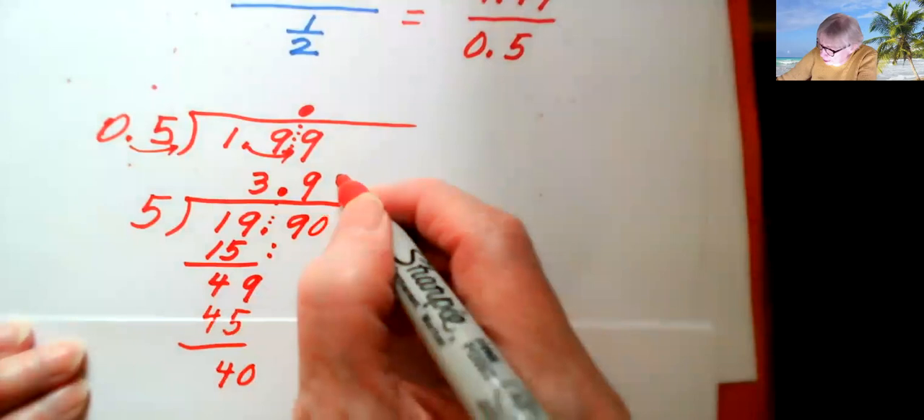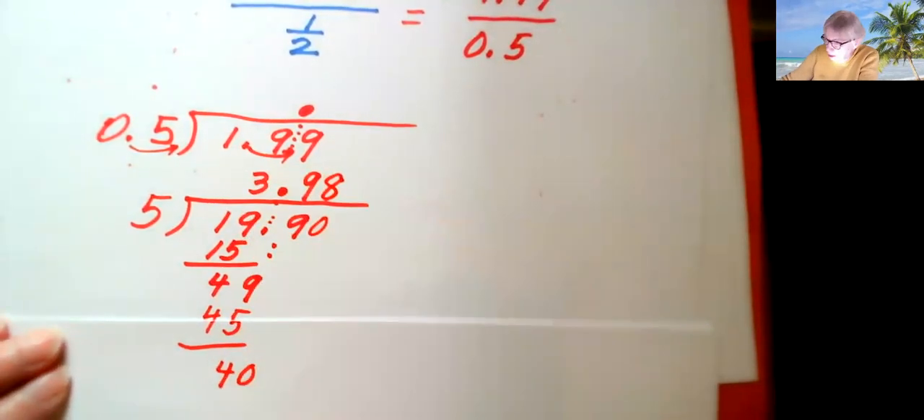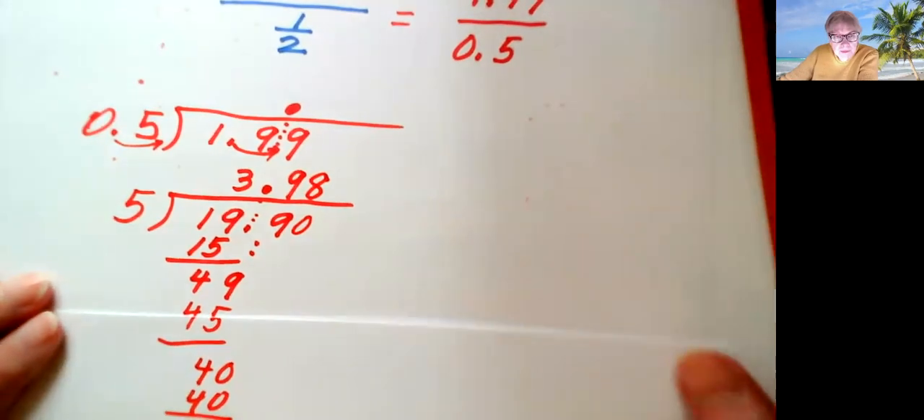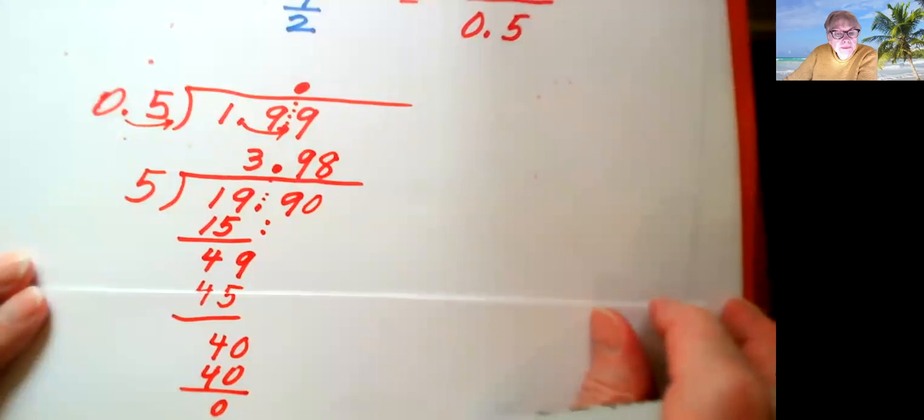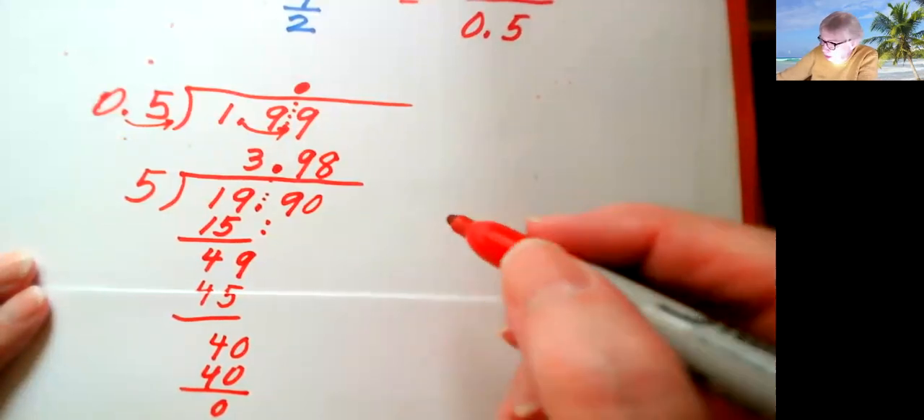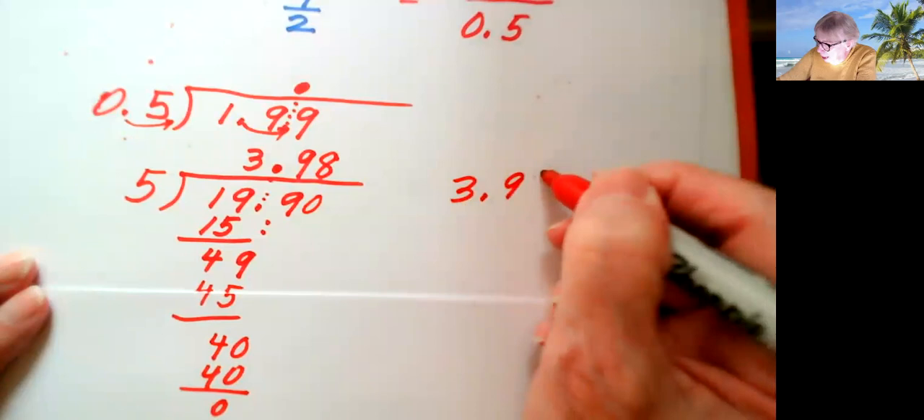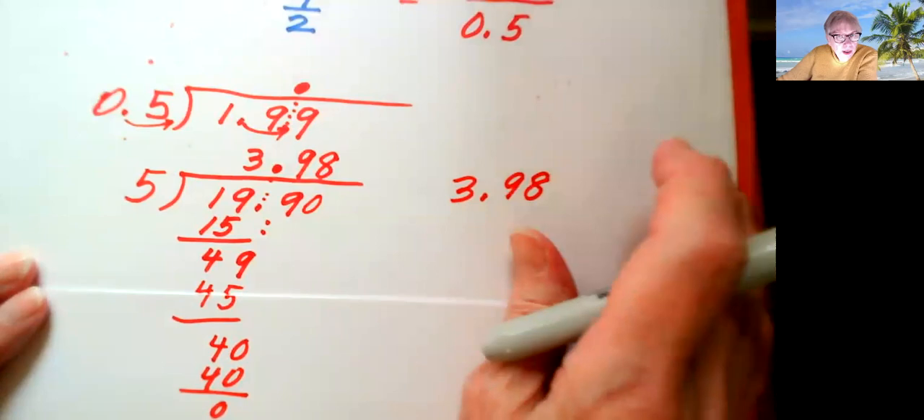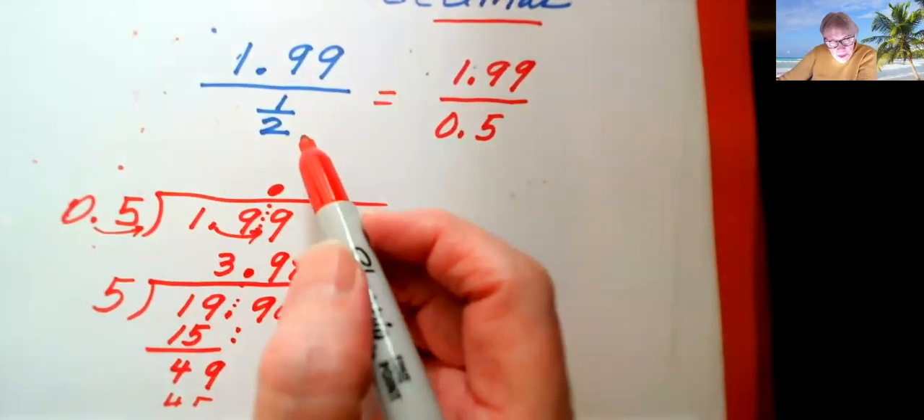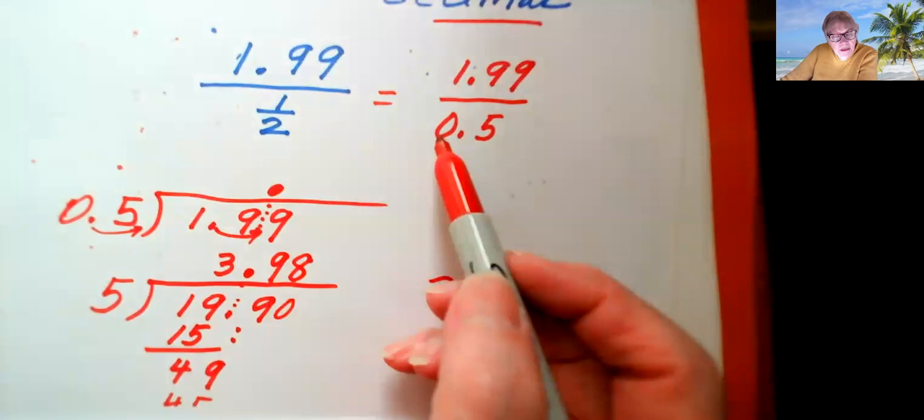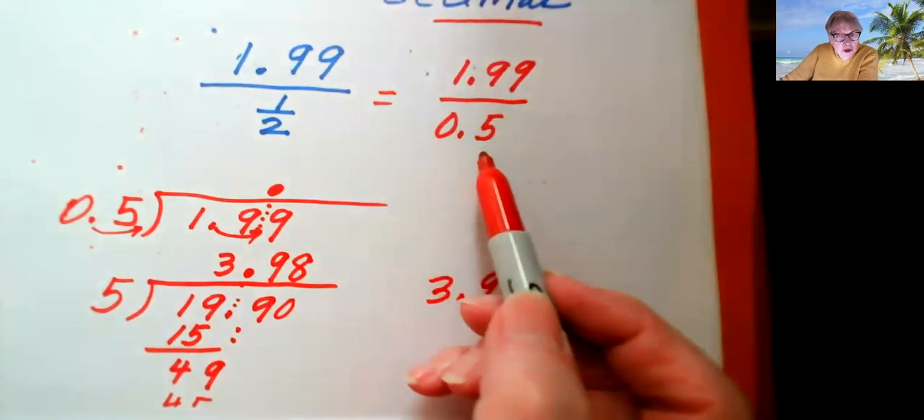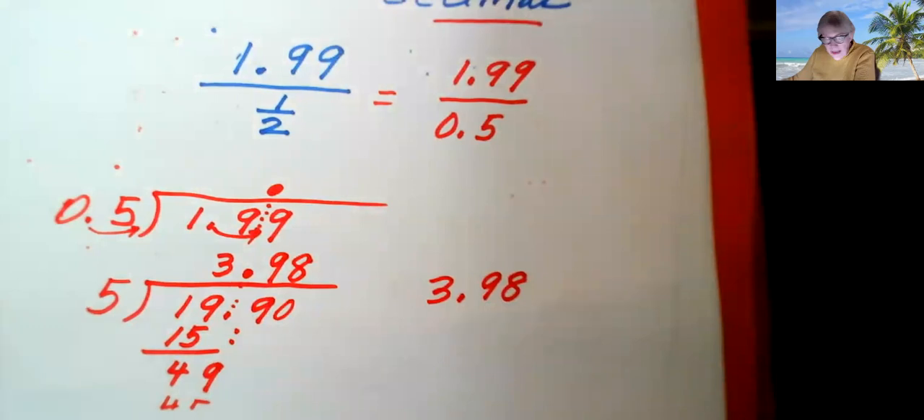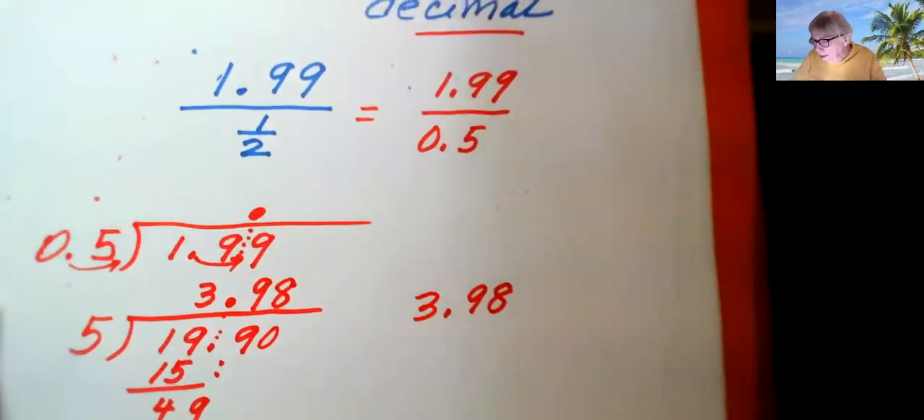5 into 40 is 8. 8 times 5 is 40. Remainder 0. Okay. So there's our answer, 3.98, or 3 98/100. Okay. So it looked bad. And there was another way to do it, but the minute I thought about it, make it a decimal straight off the bat and then do the division. That actually made the most sense. Although things that work make sense too.